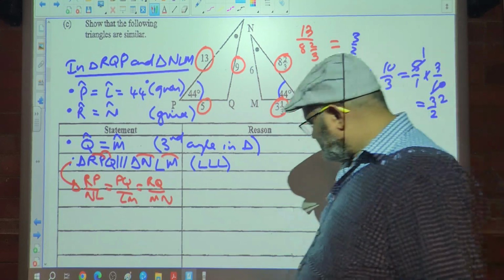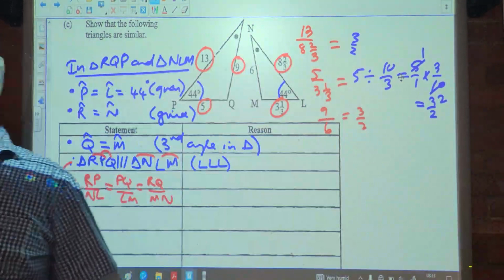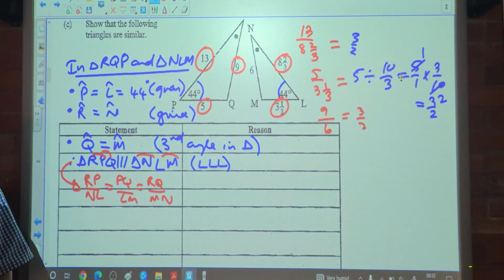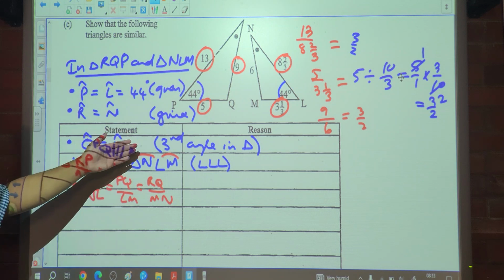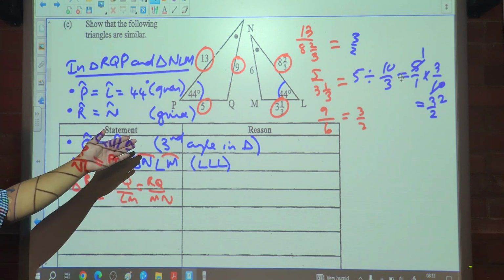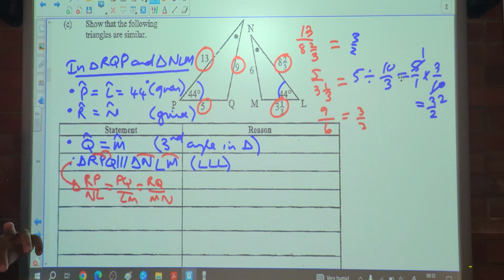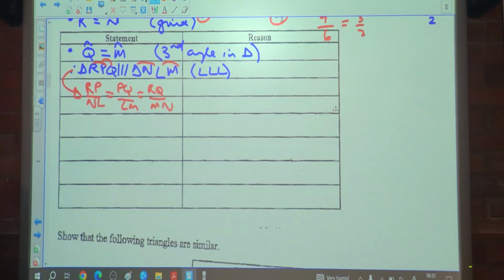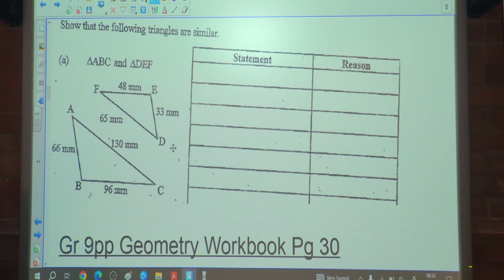So if two triangles are similar, the sides are in proportion and they are equiangular. So now there's two ways of proving a triangle is similar. Okay? The one way is proving that the angles are the same, and the other one is to prove that the sides are in proportion. So let's go with that fact. Show that the following triangles are similar.